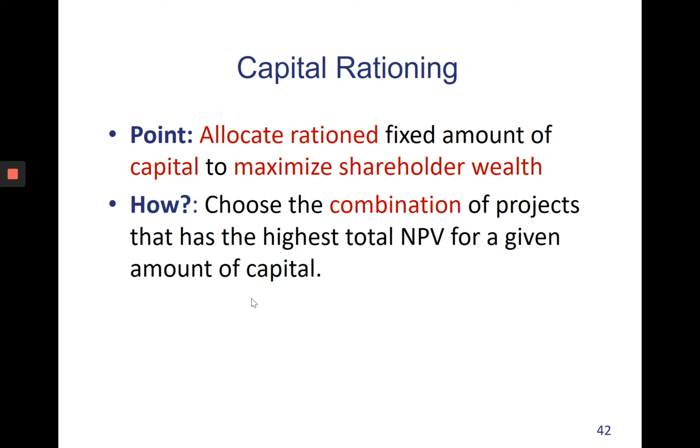Okay, if capital is rationed, how do we allocate it? Well, we want to allocate it so that we make the most amount of profit. Allocate a rationed fixed amount of capital to maximize shareholders' wealth. Maximizing shareholders' wealth is our objective in corporate finance. How do we do this? Well, we choose the combination of projects that have the highest total net present value for this given fixed amount of capital, and that can be best illustrated with an example.